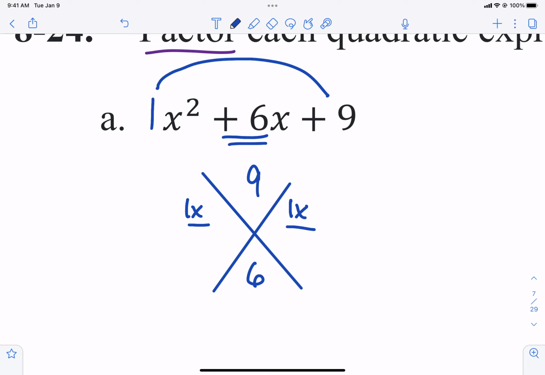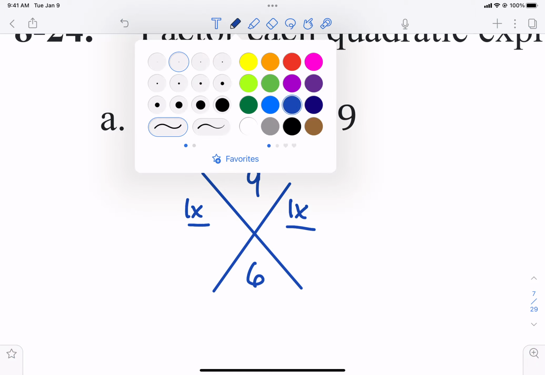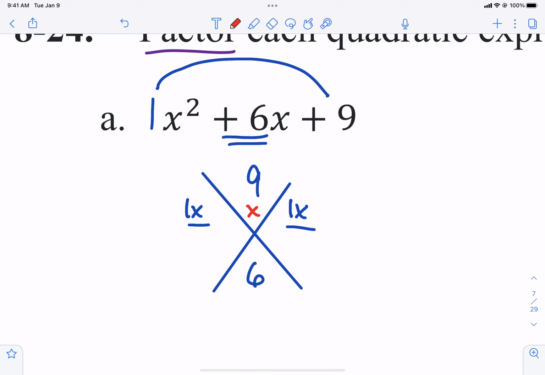Now, as we go on, remember, what we're always looking for is numbers that multiply to be the top, that add to be the bottom. Hopefully, this one's a pretty basic one. I'm hoping that you can see this right away, that 3 times 3 is equal to 9, and 3 plus 3 is equal to 6, so those are in fact the two numbers we're looking for.